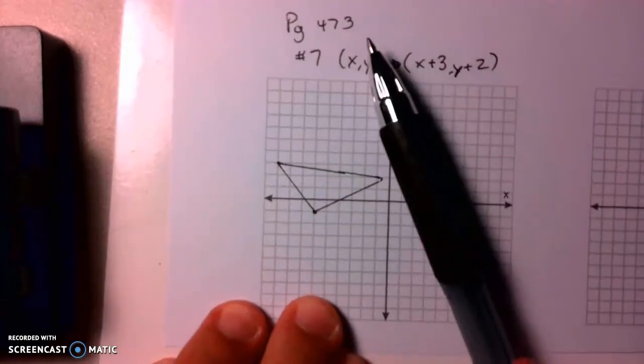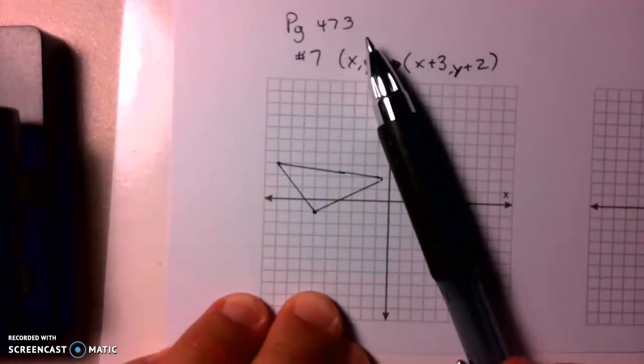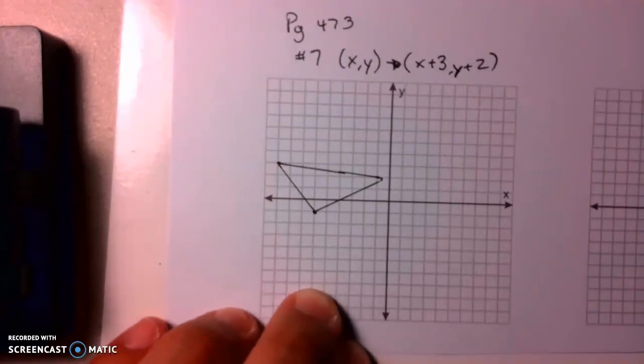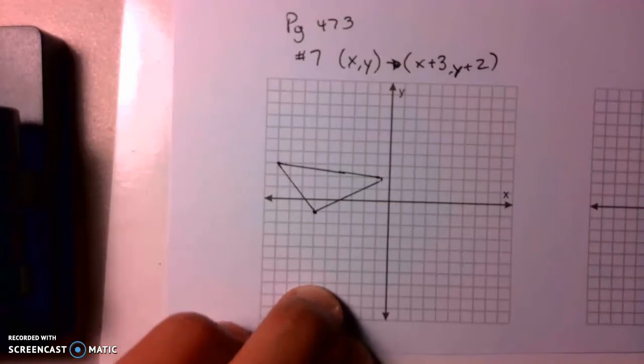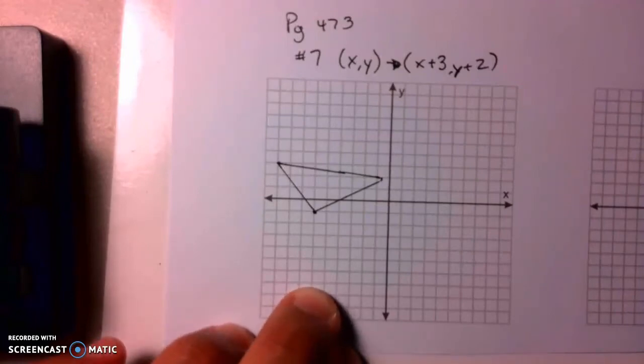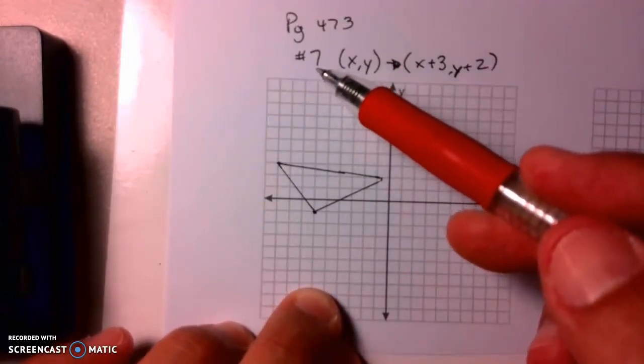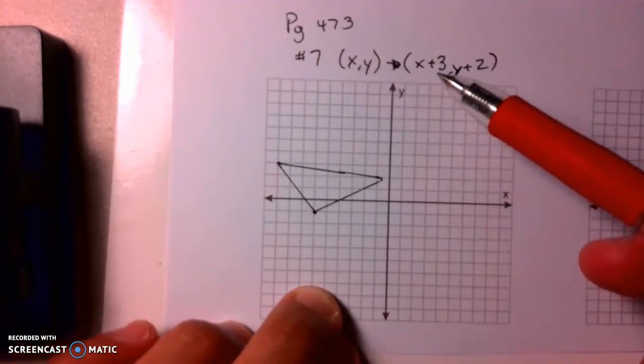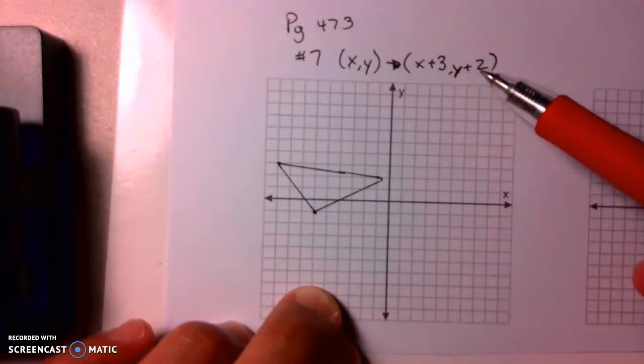All right, we are looking at some problems on page 473. I'm going to start with number 7 here. It says, find the image of each figure under the given translation. So there's a rule. This again is number 7. Here's this rule. It says, in parentheses, (x, y), then you move with this translation: (x + 3, y + 2).